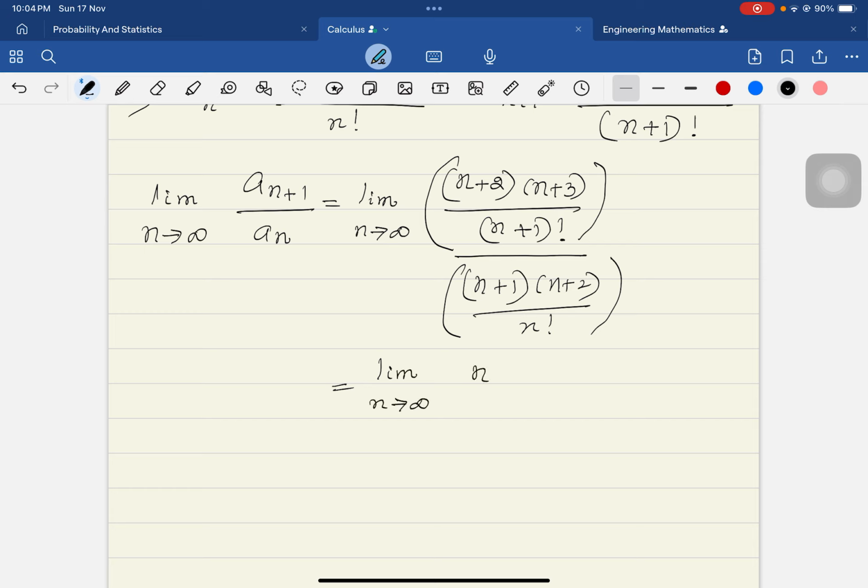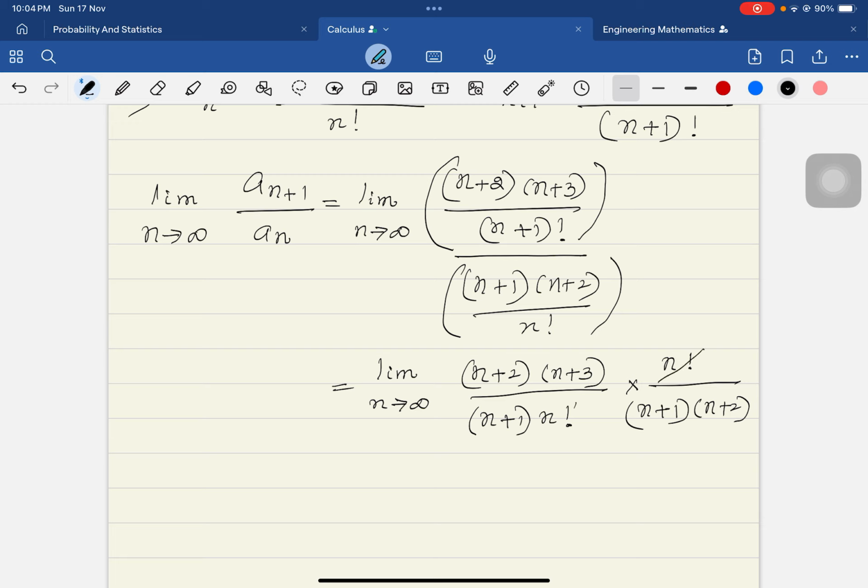So it is (n plus 2) times (n plus 3) by, again, I can write (n plus 1) factorial as (n plus 1) times n factorial. Now flip the fraction: n factorial over (n plus 1) times (n plus 2). Now this n factorial gets cancelled, and this n plus 2 gets cancelled. So what I am left with is, as n tends to infinity, in the numerator n plus 3, and in the denominator (n plus 1) the whole square.